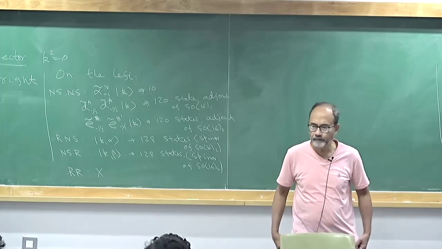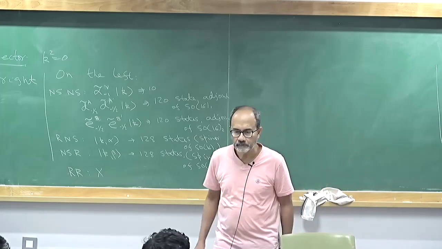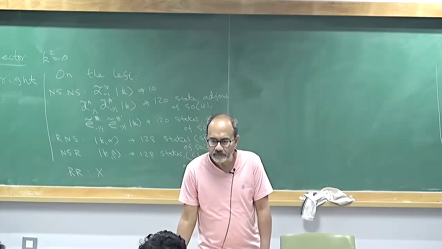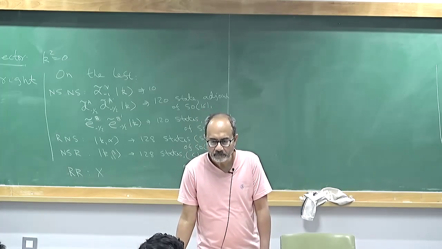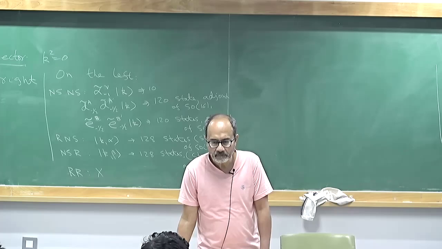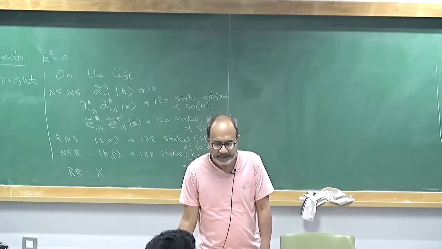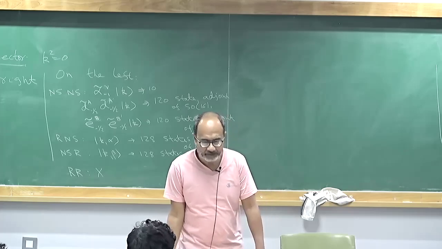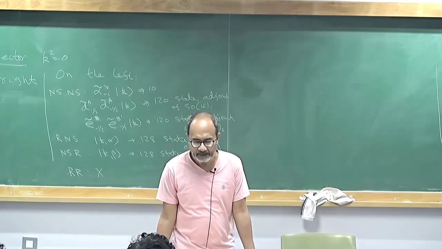Is it to say that if I write down gauge fields in any representation apart from the adjoint representation, then I can't find a covariant derivative which transforms it? Exactly, yeah. You can write a covariant derivative, yeah, exactly.